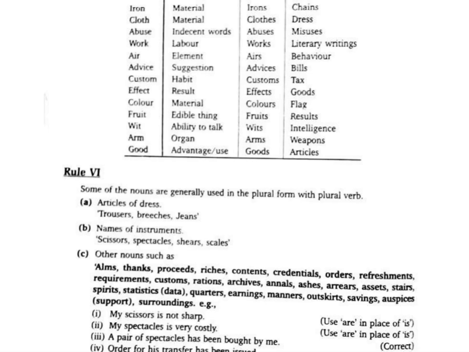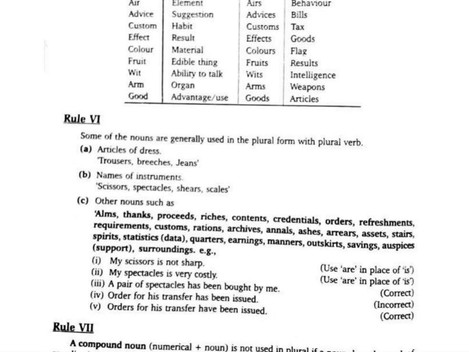Now, articles of dress, trousers, breeches, jeans, scissors, spectacles, names of instruments. Some of these nouns are generally used in the plural form with a plural verb. So we are using the plural form only. My scissors are not sharp, so you have to use are only here. My spectacles are very costly. Actually we get a lot of confusion whenever singular and plural forms come, but you have to be familiar with how to go about it. So here: alms, thanks, proceeds, riches, contents, orders, refreshments, requirements. Go through the list which is given there.